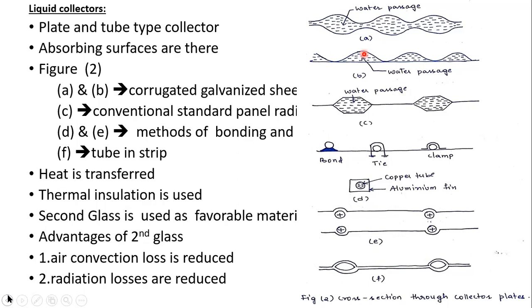Because of using this corrugated galvanized sheet, heat is trapped in the air space between the cover and the absorber plate. This phenomenon is the same as the greenhouse effect. There also heat will be trapped. Here also heat will be trapped in the air space between the cover and the absorber plate. So the effect is to reduce the loss of heat from the absorber. That is what we are using in order to reduce the loss of heat.